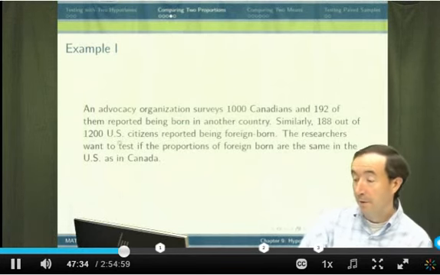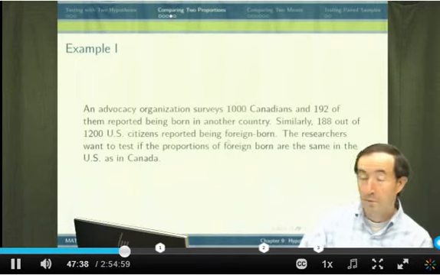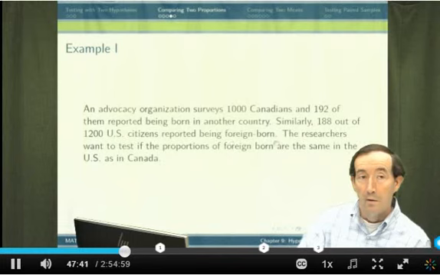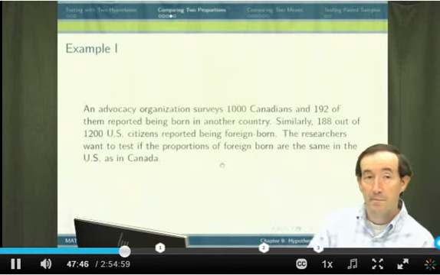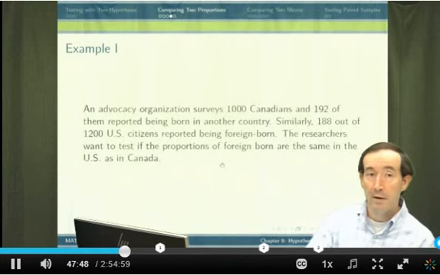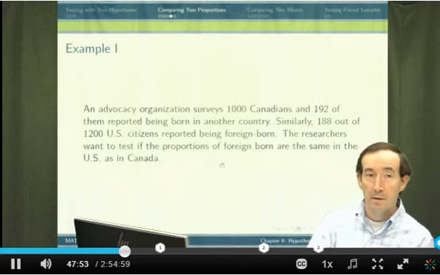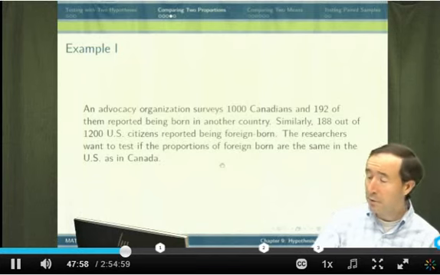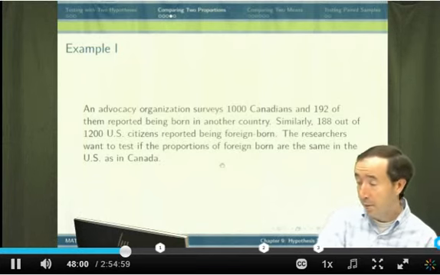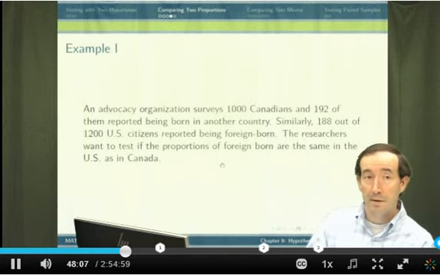They also surveyed 1,200 U.S. citizens and find 188 of them were foreign-born. So they're testing whether these two things are different. This is a two-sample test. Okay. So what we need to do first is formulate our hypotheses, and then check those three conditions, and then we can compute the test result. So what I will do is I will write down on paper those first three steps, and then we'll jump over to the Toboggan calculator to see what the test itself looks like.